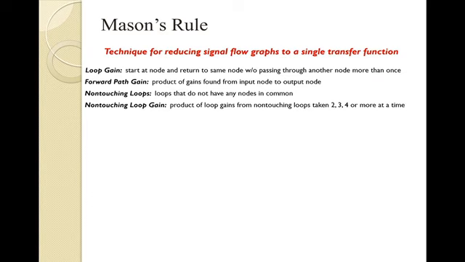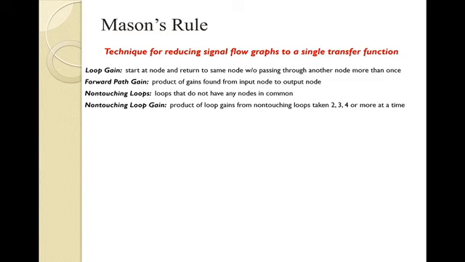So some definitions here. First, we have the loop gain. Now, the loop gain is defined as: start at a node. We're going to start at a specific node. Then we're going to return to the same node without passing through another node more than once. So, for example, we'll start here. We might progress down a path and then form some feedback path to come back to it. So we might pass other nodes along the way, but as long as we pass through them only once, that will be referred to as our definition of loop gain.